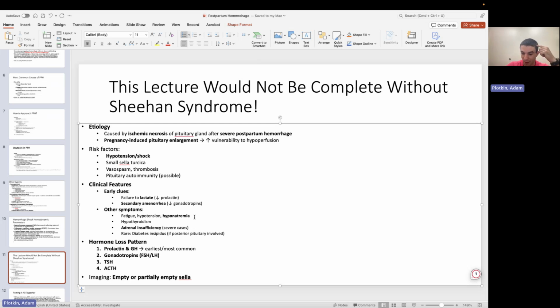She has a lack of GH or FSH and LH, right? GnRH comes from the hypothalamus. It's going to try to stimulate the anterior pituitary, but there's no blood supply to the anterior pituitary, so it's not going to be able to make the FSH and LH appropriately. Okay. Other symptoms, we might see fatigue, hypotension, and hyponatremia. If we lose our ACTH, we lose stimulus to the adrenal gland. And now this patient could be presenting kind of similar to adrenal insufficiency. Okay.